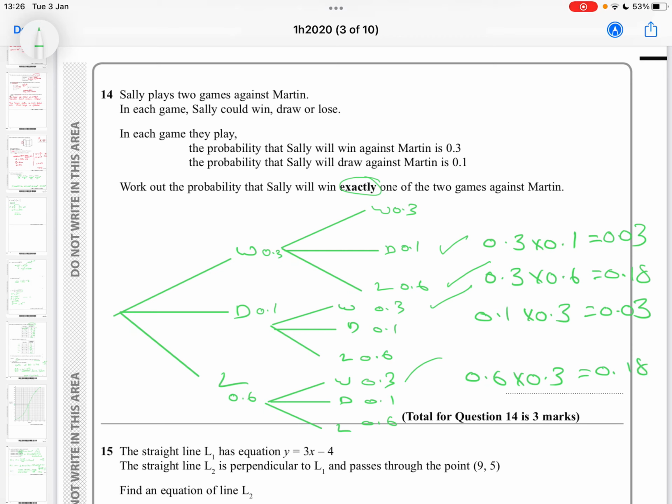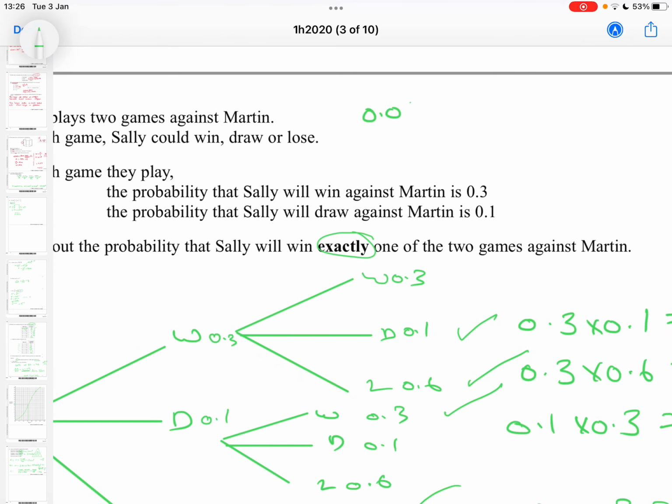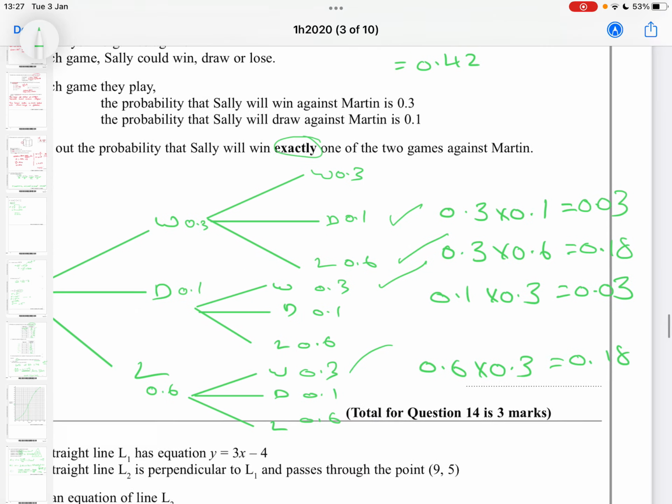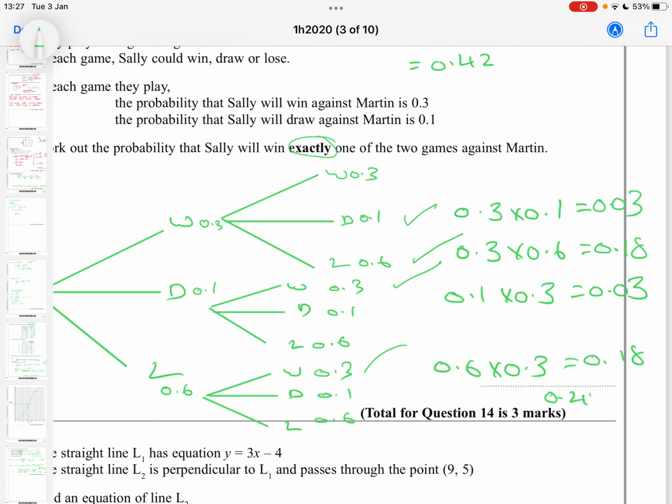Now, because I want to work out the total, I need to add them together. I haven't really got the space, so I'll do it at the top. So we've got 0.03 plus 0.18 plus 0.03 plus 0.18, and that gives us a total of 0.42. So that is the probability she wins exactly 1 game.